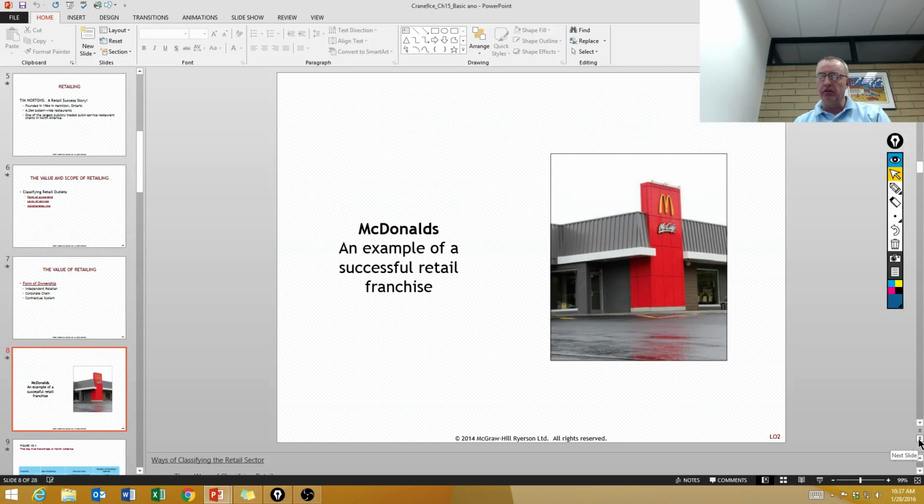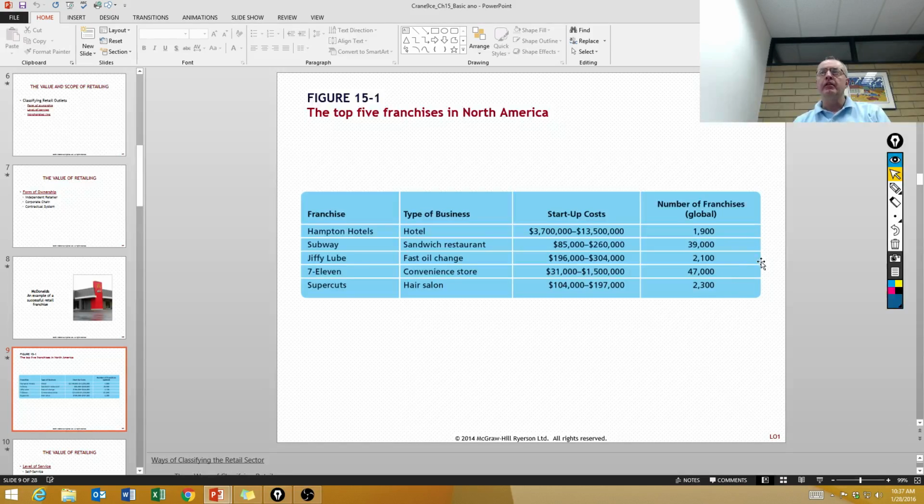So we have McDonald's as an example of a successful franchise in Canada, and here are some startup costs for different franchises across the country. A Subway restaurant has startup costs of between 85 and $260,000. 7-Eleven convenience stores have startup costs between 31,000 and 1.5 million. I guess it's based on how big your store is. Supercuts hair salon is between 100,000 and almost 200,000.